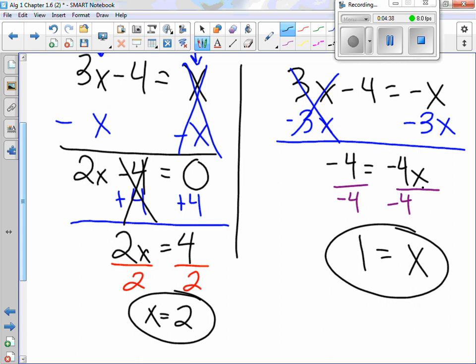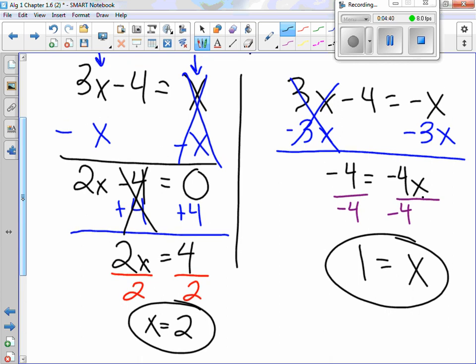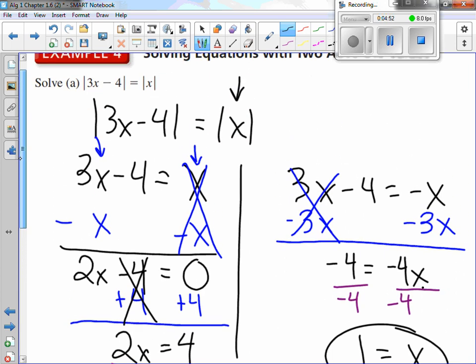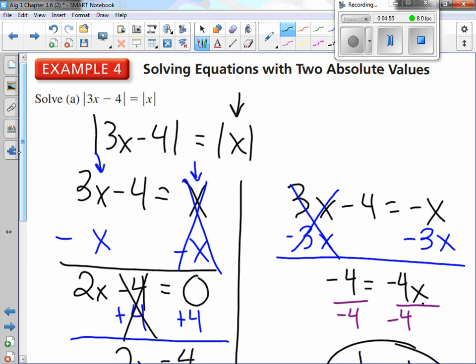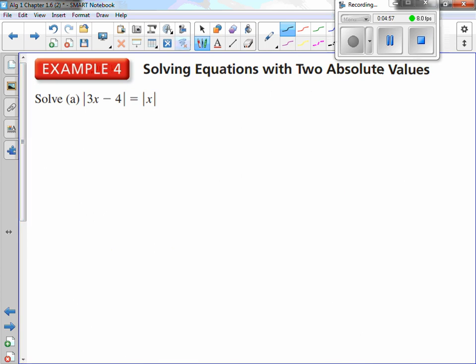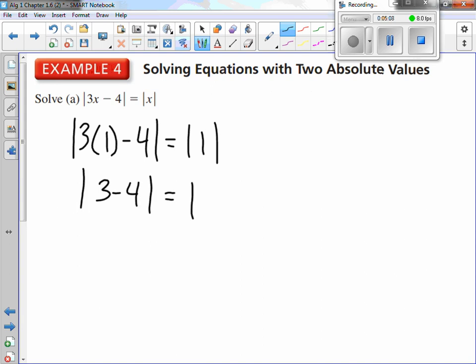I'm just going to write it over here for reference. So any questions on anything we've done so far with these here? We good with these two problems? Yes? And that's it. Now we can check it if we wanted to. So I could plug it back in: the absolute value of 3 times 1 minus 4 is equal to the absolute value of 1. So it'd be 3 minus 4, which is negative 1, and the absolute value of that is 1. It works.